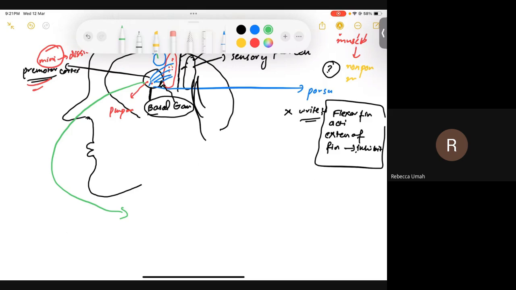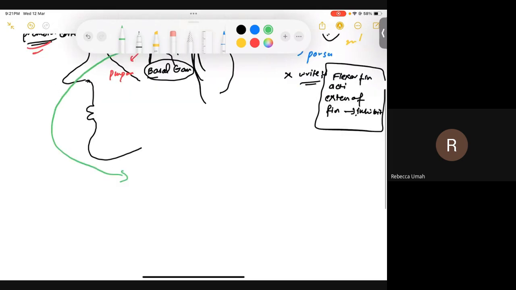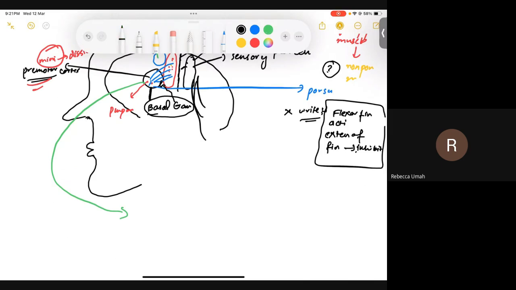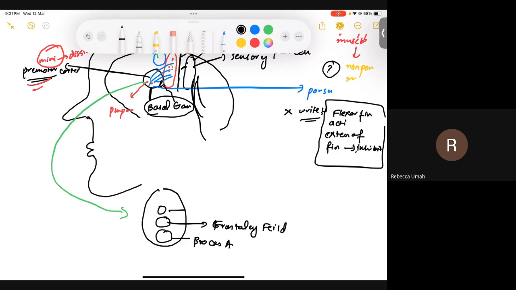If we zoom in on the premotor cortex further, there are certain structures present within it as well. What are those structures? Let me zoom in on this picture. This is your premotor cortex. Below, we have an area known as Broca's area. Then we have the frontal eye field. Then we have an area for neck movement, and then an area for hand movement.